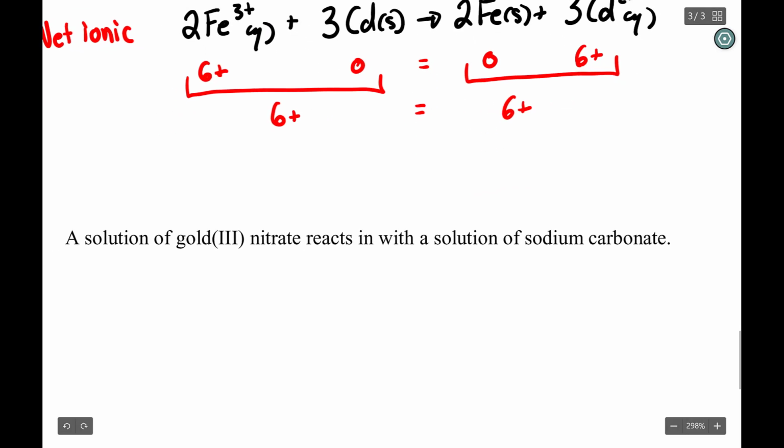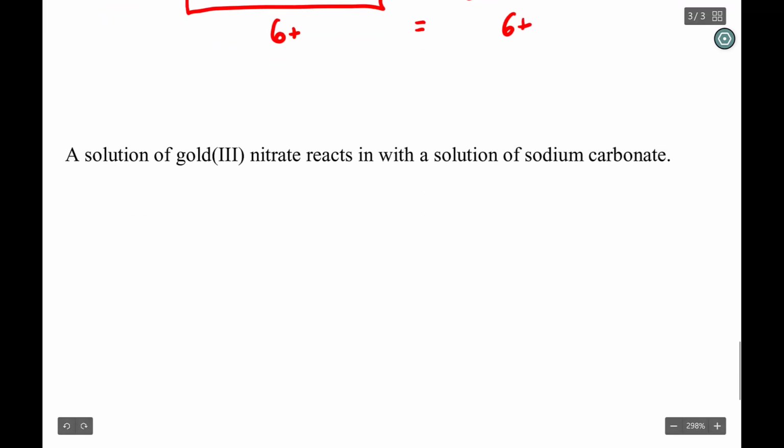The next one I want you to try here is a double replacement reaction. So I'm going to start by asking you to do a double replacement, then a full ionic, and then a net ionic. So go ahead, give this one a try, pause the video now. Now that you've had a chance to try it, let's see if you got it right.